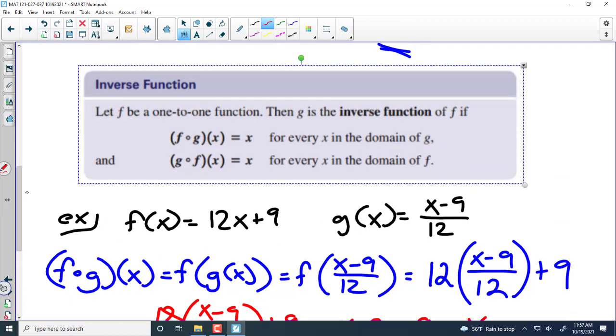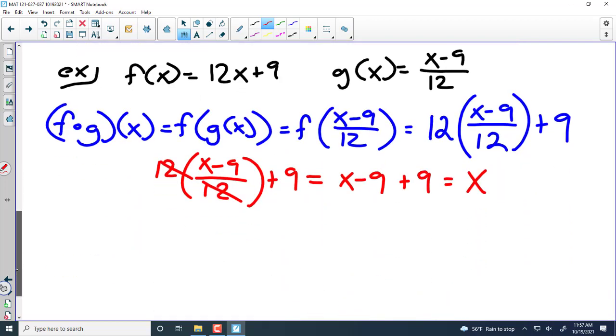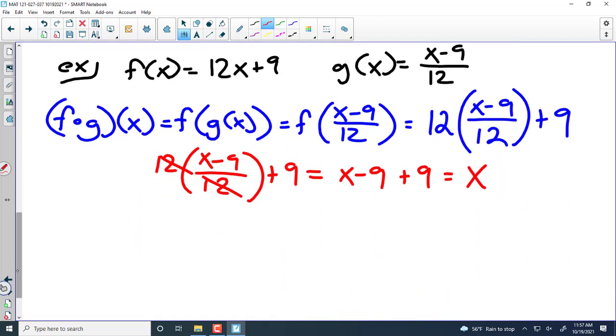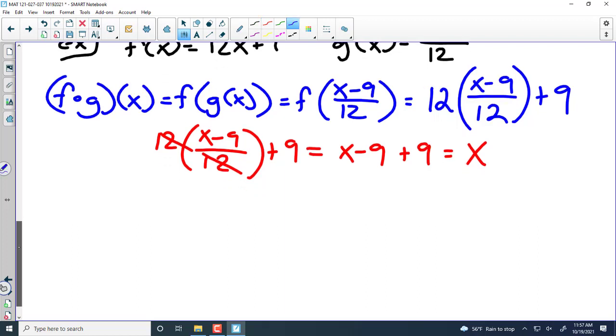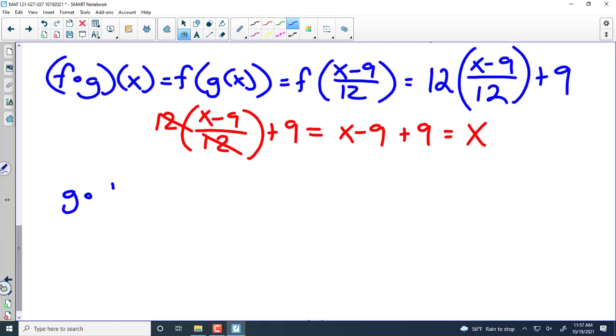Let f be a one-to-one function, then g is the inverse function if f composed with g of x simplifies to x, and g composed with f of x simplifies to just x. Is this what I wanted to have happen? Look at that, everyone. When I plugged one function into another function, it simplified down to an x. I realize you have not done compositions in a while. So you might have to go back and look at your notes for compositions, but this is how this works. You plug one function into another function, and you simplify. It's the curse of math, everyone. It keeps building on itself.